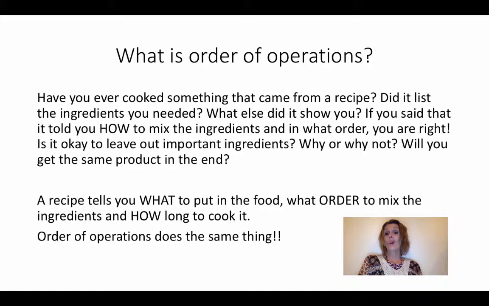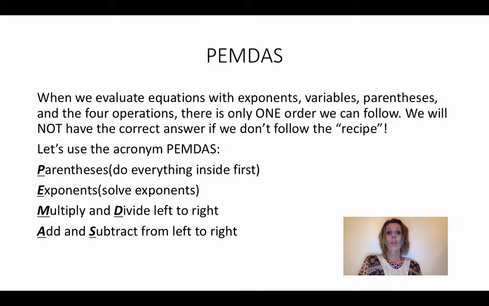So a recipe is going to give you one really, really good cooked product: a good pie, a good cake, a good turkey. A recipe tells you what to put in the food, what order to mix the ingredients, and how long to cook it. Order of operations really does the same thing. We're going to use PEMDAS quite a bit, and in the next couple days I'm going to give you another acronym. I'm not going to get into that tonight. But when we evaluate equations with exponents, variables, parentheses, and the four operations, there's one order that we can follow. And we will not have the correct answer if we don't follow the, quote, recipe.